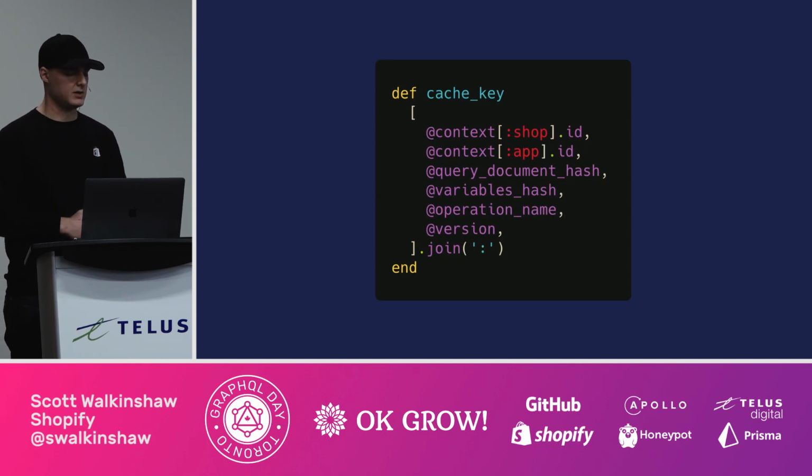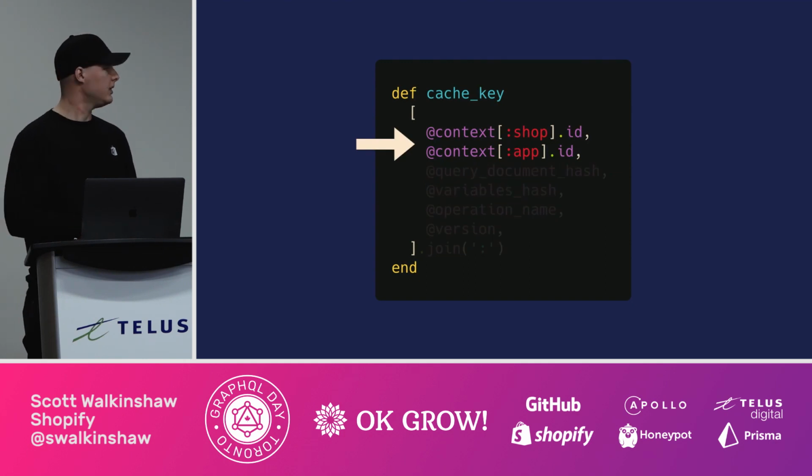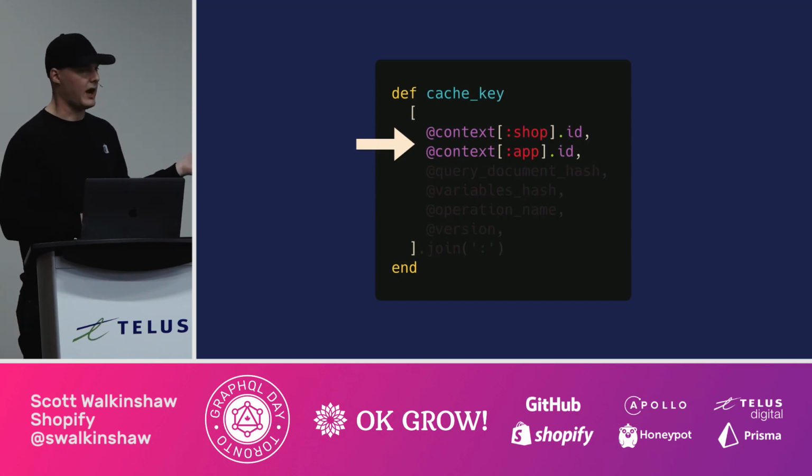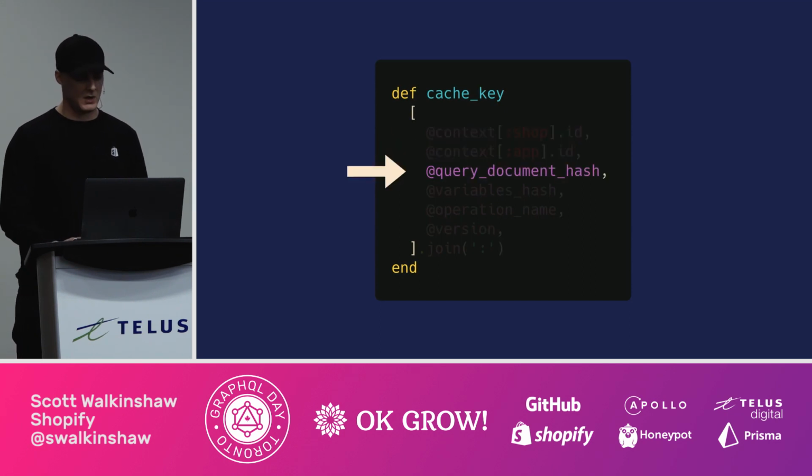So here's what our cache key looks like. Slightly edited, but mostly true. First, we segment it by shop and app. This is true of Shopify's domain. We deal with shops, but say you were GitHub, you might segment this by organization or user, for example, and say your app or the API client that's actually connecting to your API. So this depends on your use case.